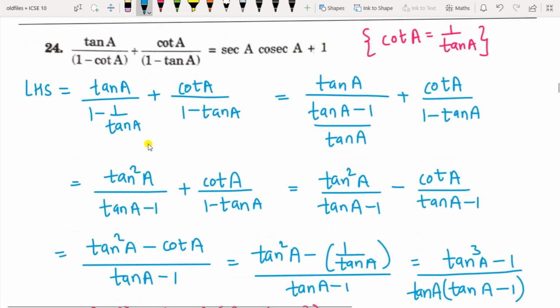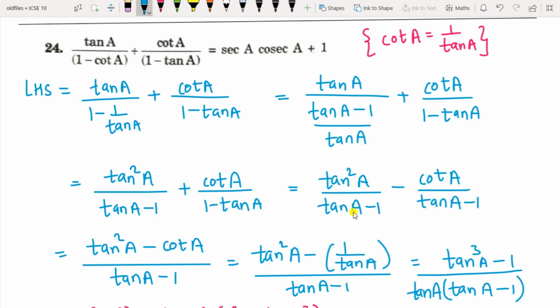24th question, tan A upon 1 minus cot A plus cot A upon 1 minus tan A. For tan you have to substitute tan, and for cot you have to substitute 1 upon tan. So this cot we have substituted 1 upon tan here. Take the LCM. It will be tan minus 1 upon tan. Now this tan will move up. So it will be tan square A upon tan A minus 1, and keep this as it is up to this step. Now here it is tan A minus 1, and in this case it is 1 minus tan A. So if you rearrange this, this plus will become minus. So this is minus cot A upon tan A minus 1.